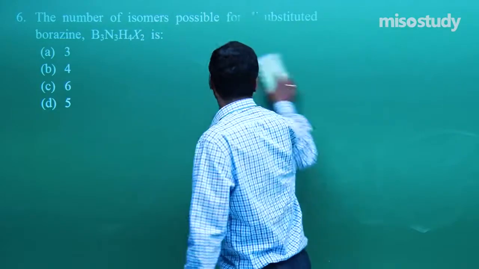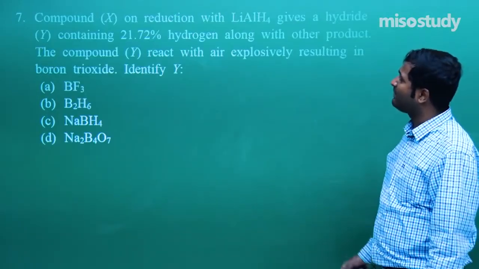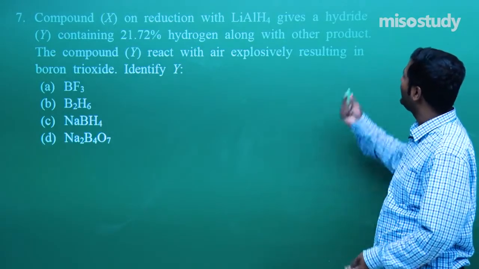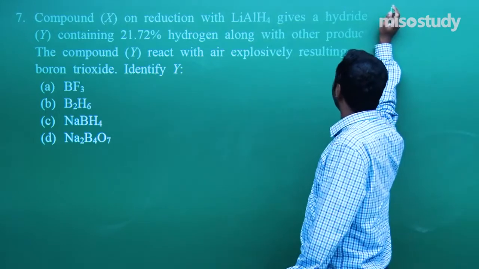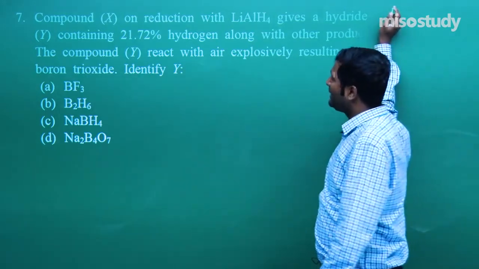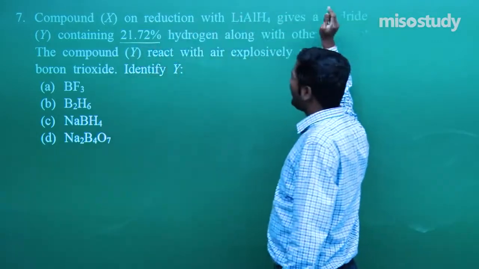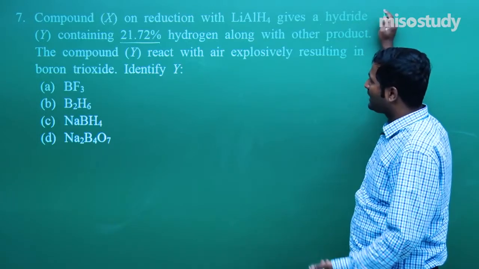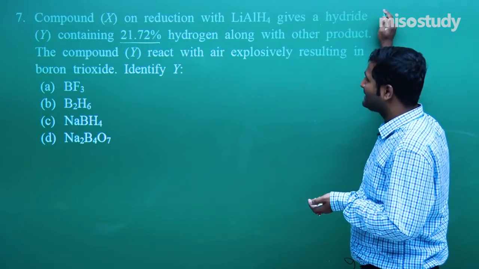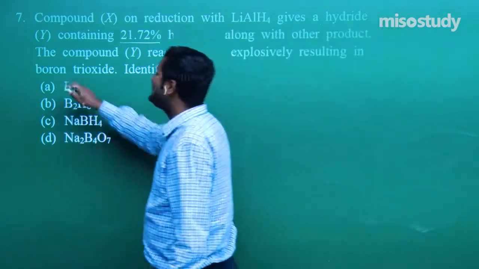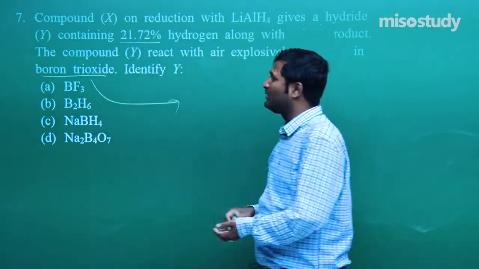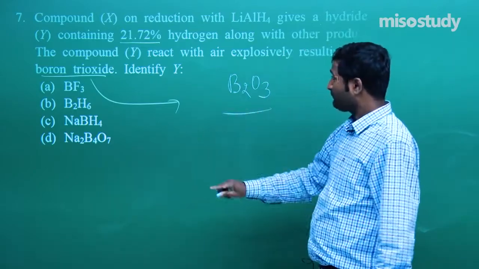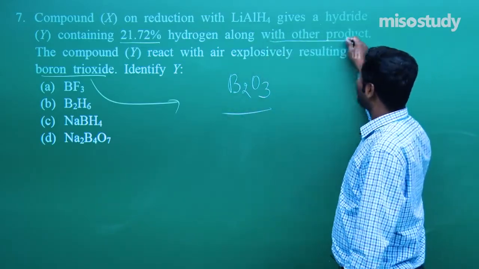Clear? Now I'm going to rub this part and we'll discuss the next part of the question. Look at compound X on reduction with LiAlH4. Lithium aluminum hydride gives a hydride containing 21.72% hydrogen along with other product. The compound Y on reaction with air results in boron trioxide, then definitely it can easily be calculated. If there is a boron trioxide, that is B2O3, that is definitely the hydride is boron hydride.